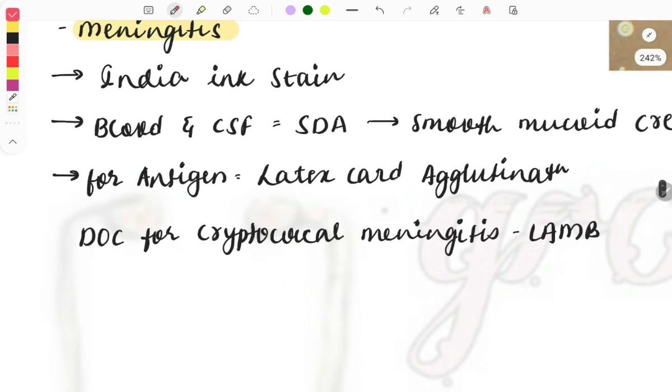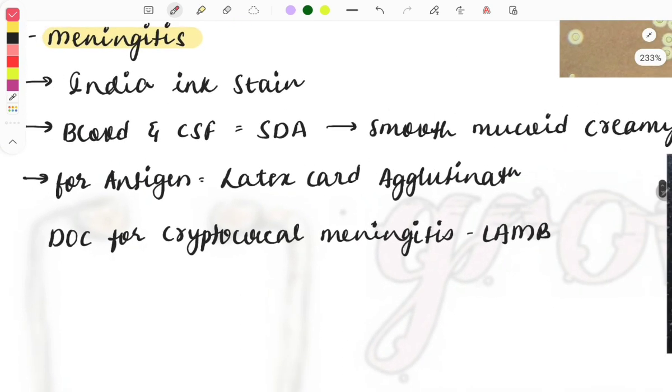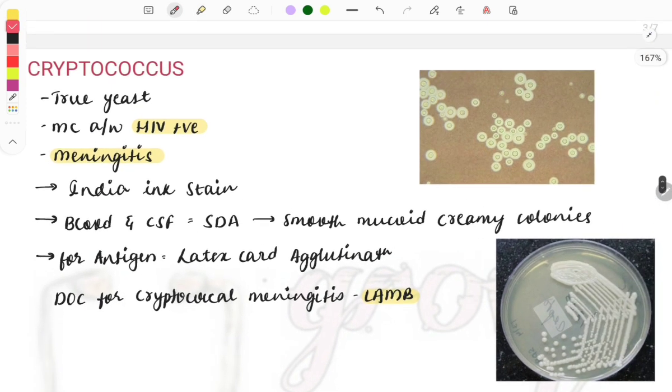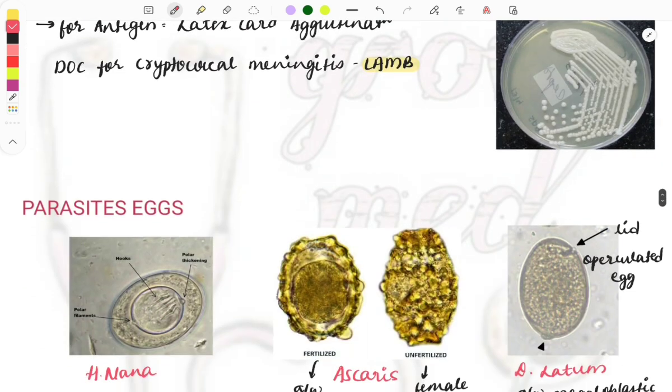Then for the antigen, we will be using the latex card agglutination test, and drug of choice is the LAMB, which is the liposomal amphotericin B. So if at all these things are described in the case, HIV patient, meningitis, India ink positive, then straight away go with the Cryptococcus, and if at all they give images then it will be a piece of cake, meaning the examiner himself is telling you the answer.